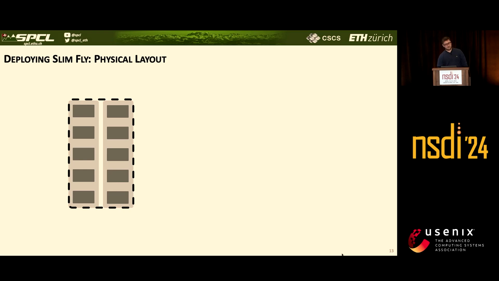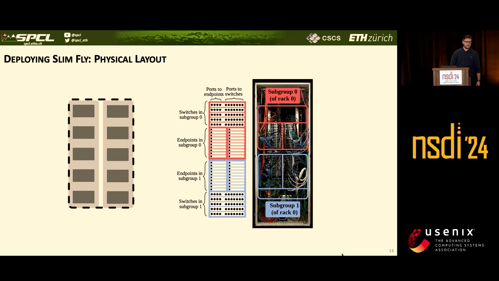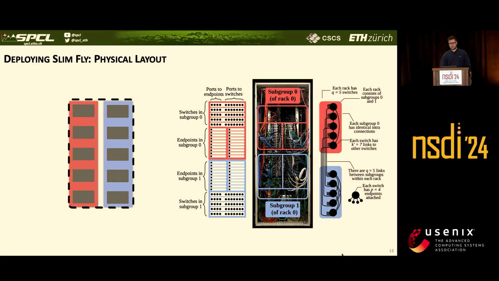So how does this look if we now map the single rack to a physical rack? On the right-hand side, we have this picture of one of the 5 racks that we deployed. And you can see very nicely color-coded the subgraph 0 for rack 0 in red, and then subgroup 1 in blue. At the top we have the switches for subgroup 0 and the switches for subgroup 1 are at the very bottom. And you can see the endpoints are placed in between, right? And then when you want to actually wire this thing, here's also the color-coded subgroups from the schema that we had before.